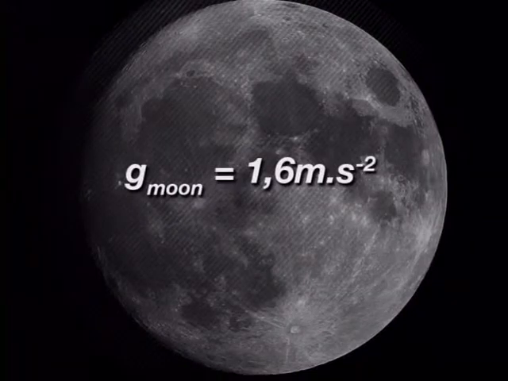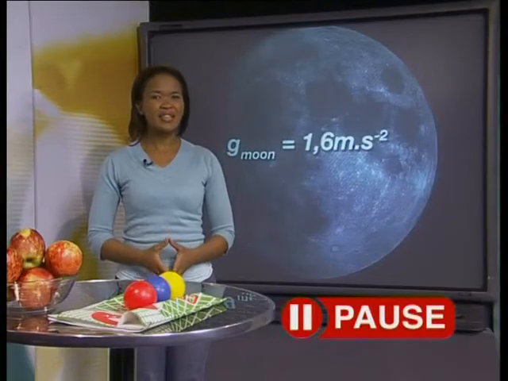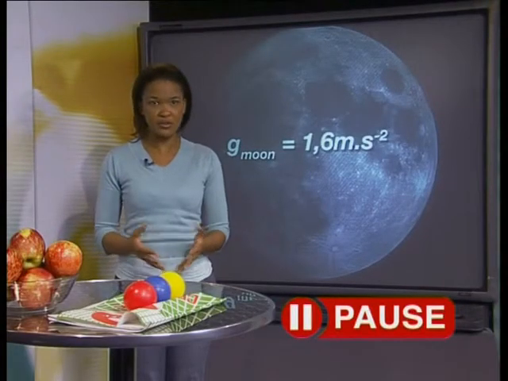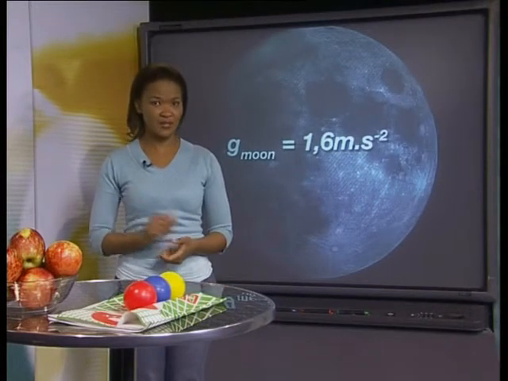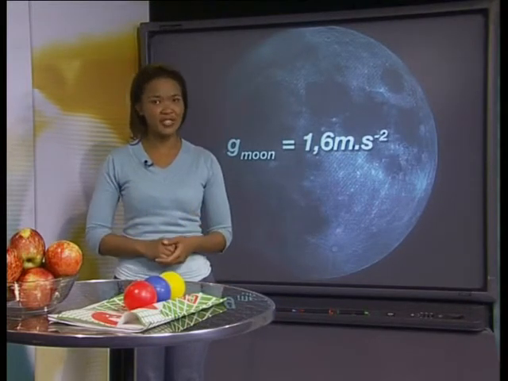On the moon, the acceleration due to gravity is 1.6 meters per second squared downwards. We use the symbol g with a subscript moon to identify this. Why do you think this value is so much lower on the moon than on the Earth? Think carefully about what affects the force of attraction between different objects.